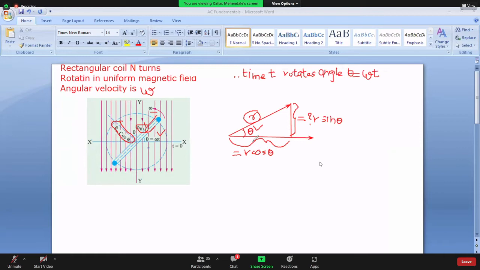Now the same concept has been extended over here. So what is that phi m? Please remember that this phi is something called flux. Phi stands for flux.